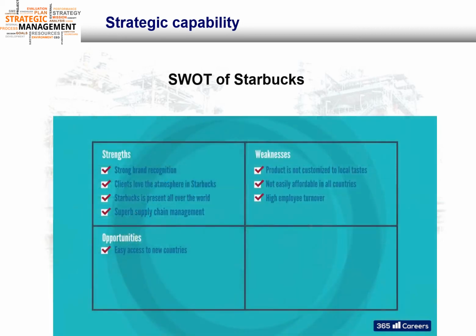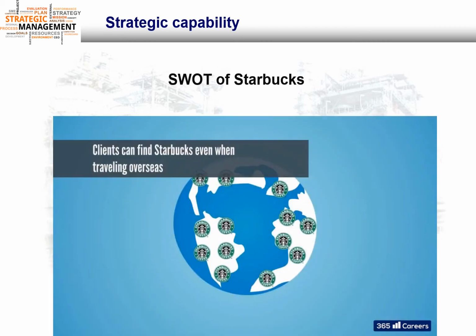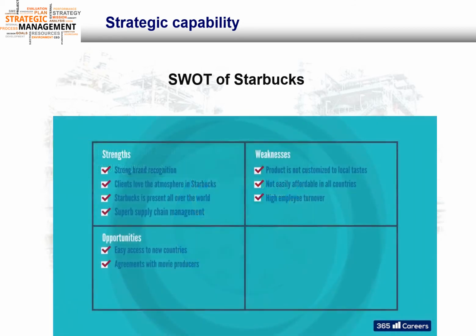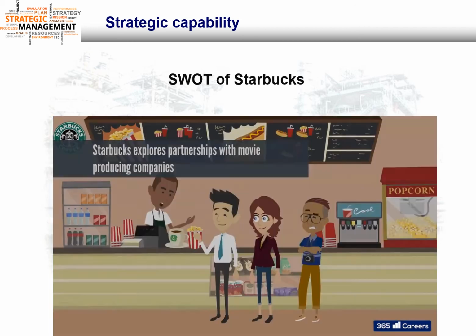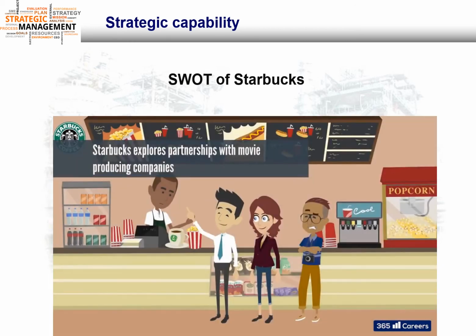In terms of opportunities, we can say the following. Starbucks can access new countries easily. It simply has to apply its existing business model in these new geographies. Emerging markets can be a great source of growth for the company. Starbucks has also entered agreements within the entertainment industry and partnered with movie-producing companies. That can be a great opportunity for the firm, too.